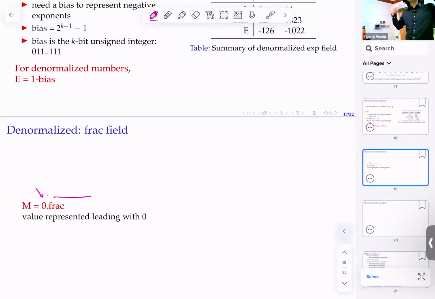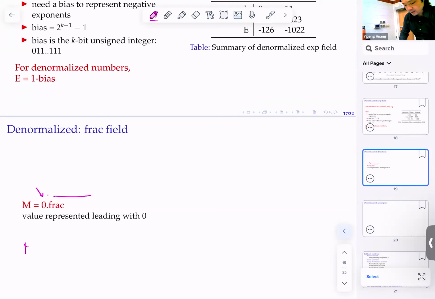And again, how is this different from normalized numbers? How is this different from what we're used to before? Yeah, so I'm going to write this down, and I'm going to erase it just so that you don't get confused looking at the slides. Before, there was an implied leading 1 point something, followed by the frac field. So clearly, this is a different rule.